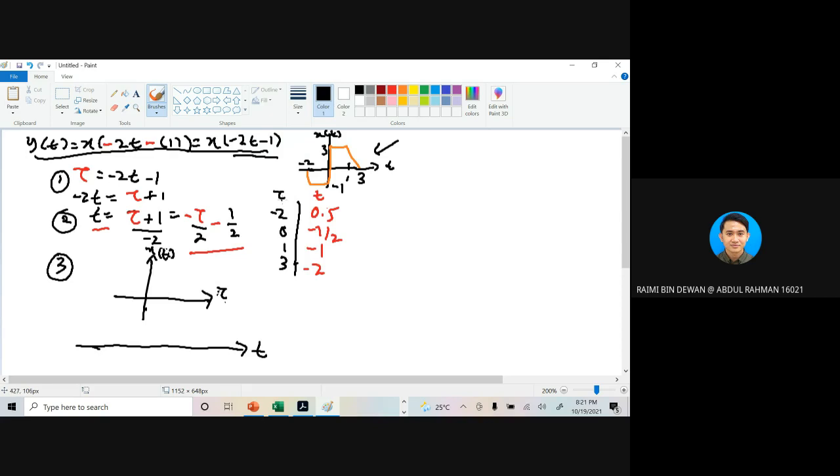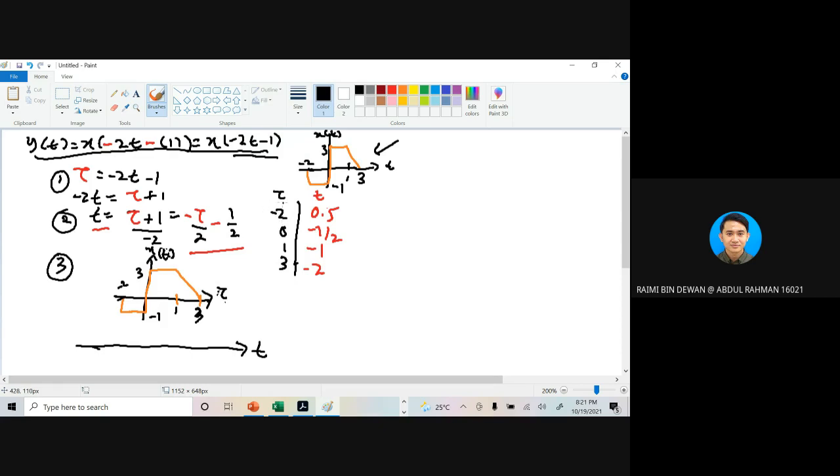you see your t. Let me redraw it again here. You can have 3, 1, 0, of course, here. Then you have negative 2. Then you have negative 1. Then you have 3. Sorry, it's not clear.